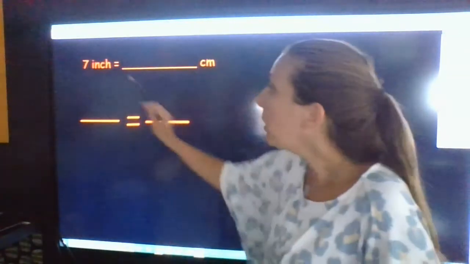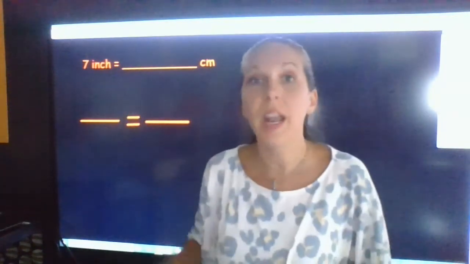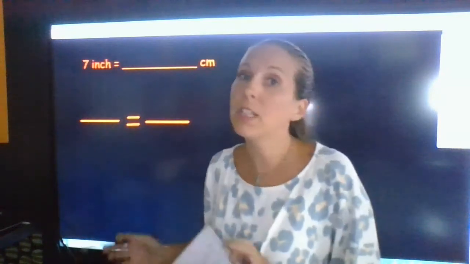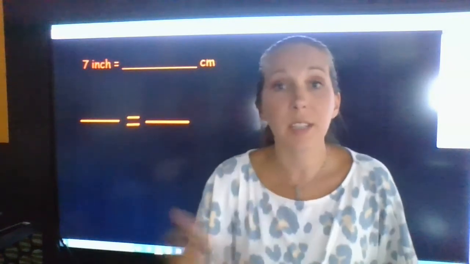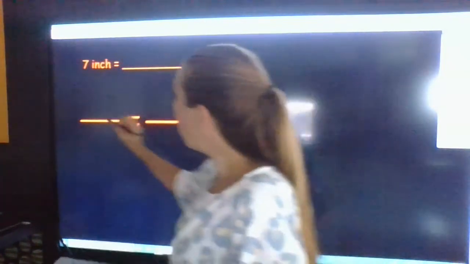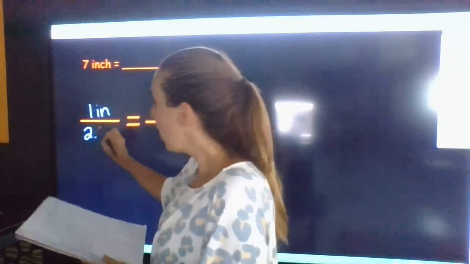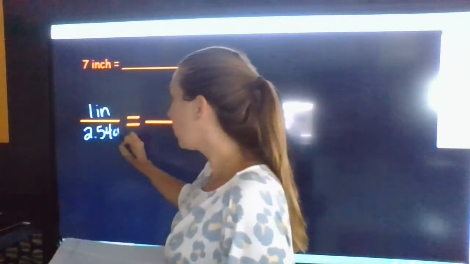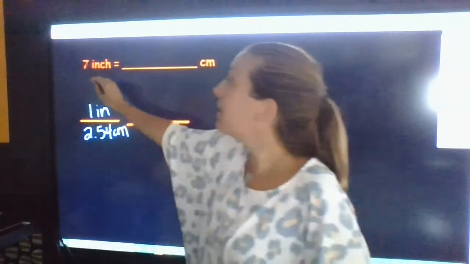So here we have 7 inches, which is our English measurement, and we have centimeters, which is our metric. And I want to figure out about how many centimeters is going to equal our 7 inches. So we're going to go to our reference sheet, and we're going to figure out what we know about inches and centimeters. Now, we know that 1 inch is about 2.54 centimeters, or 2 and 54 hundredths centimeters. So then we want to know about 7 inches.